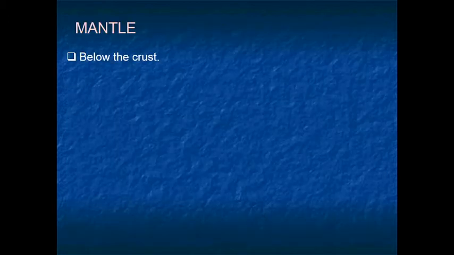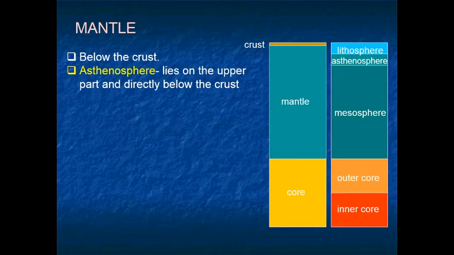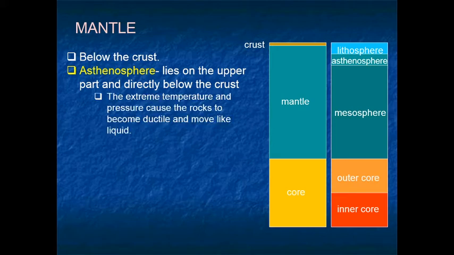Then we have also the mantle. The mantle is the layer of the earth below the crust. And of course, the asthenosphere lies on the upper part and directly below the crust. The asthenosphere is the portion with extreme temperature and pressure, which causes the rocks to become ductile and move like liquid.